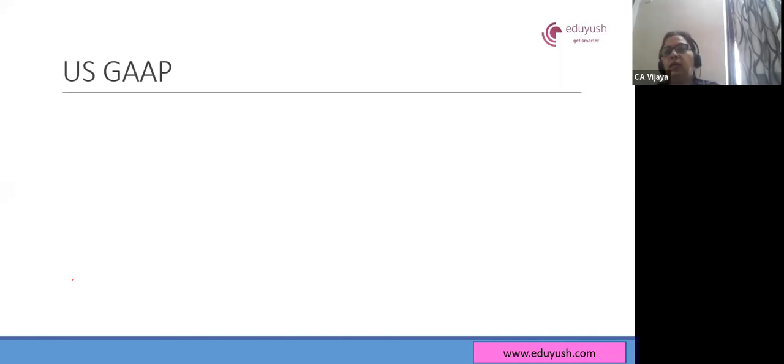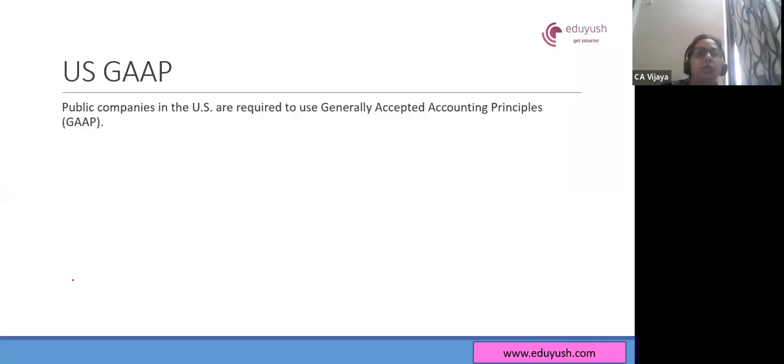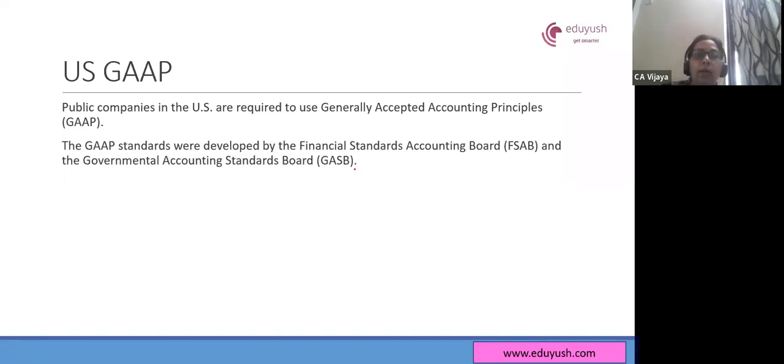Now, on the other hand, another major economy where they don't follow IFRS is the US, with US GAAP. Here, the public companies of the US use the Generally Accepted Accounting Principles, or the GAAP. The GAAP was developed by the FASB, that is the Financial Accounting Standards Board, and the Governance Standard.